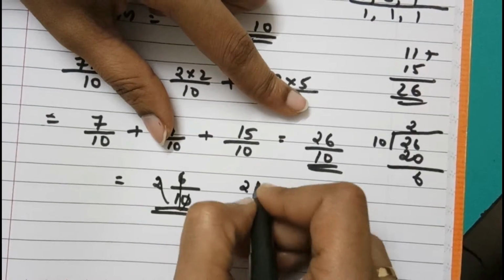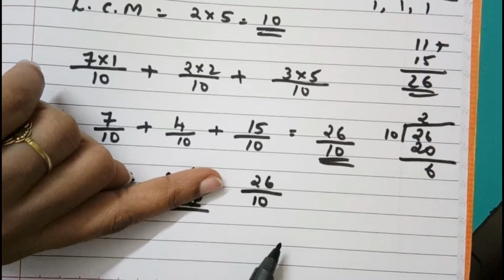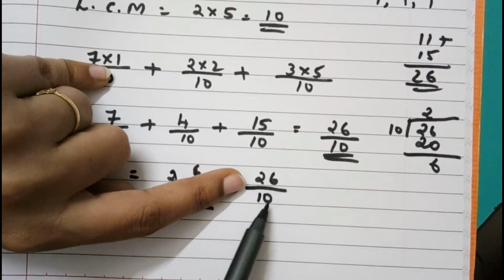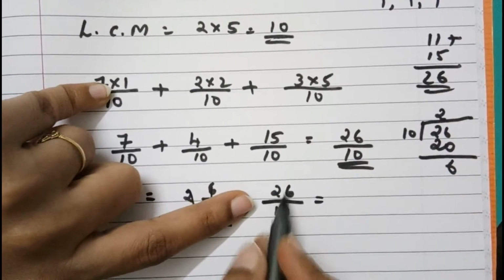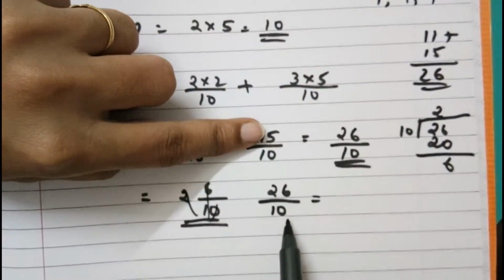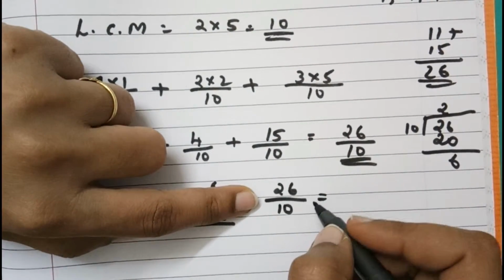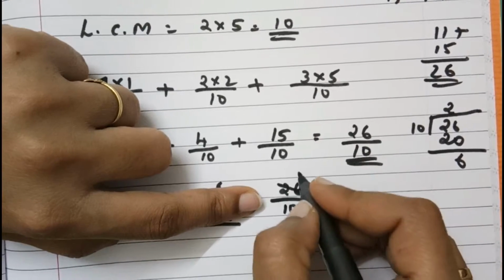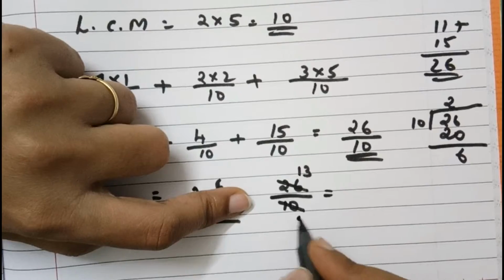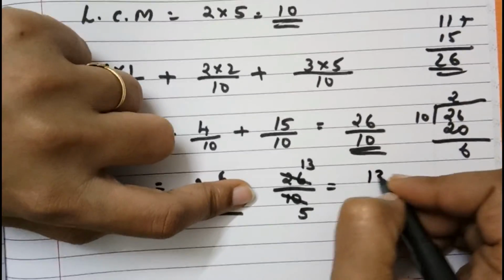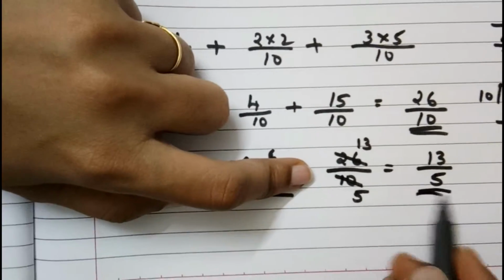Clear? We will first try to bring this to the lowest terms. Okay. Why? Because we have something in common. It can be reduced again. So what is a common factor here? 2. Why? Because both are even numbers. Okay. So 26, what can go here? 2 is common in both. So 26 will go 13 times and 10 will go 5 times. Clear? So we get 13 by 5. Now this could be the answer.